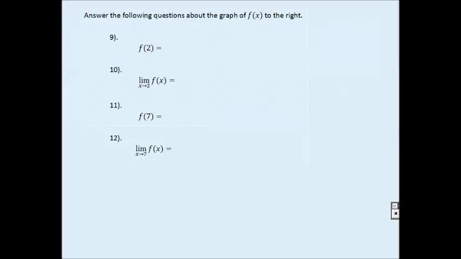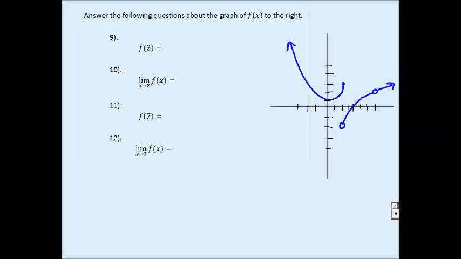On to the next page. We first want to know what the function value is at 2, f of 2. So I look at 2, where do I have the closed dot versus open dot? It's right here, that's why my function value is 3. Now the limit as I approach 2, as I'm getting closer from this side and from this side, I'm not approaching the same spot, so I do not have a limit. My limit does not exist.